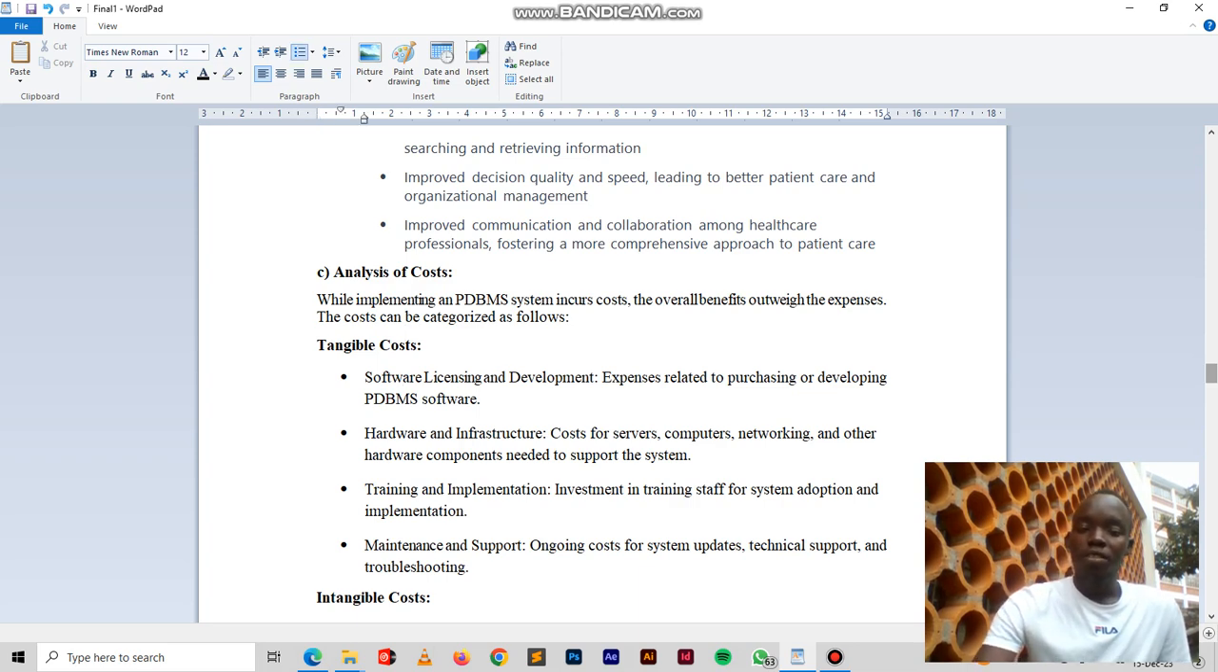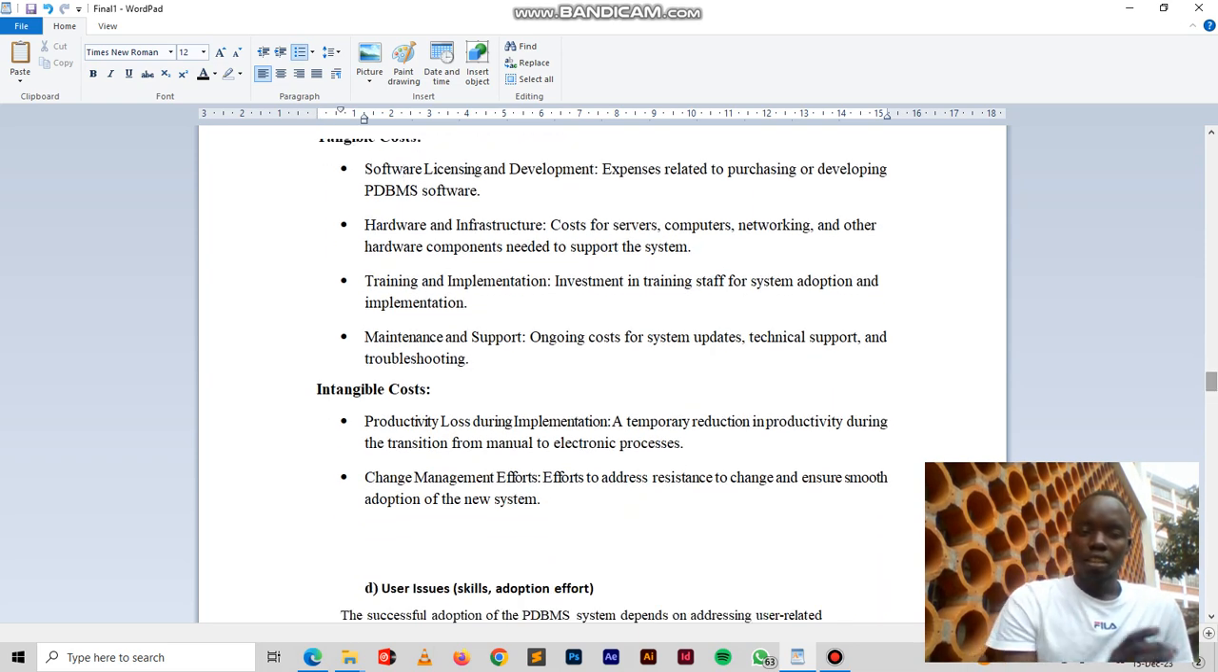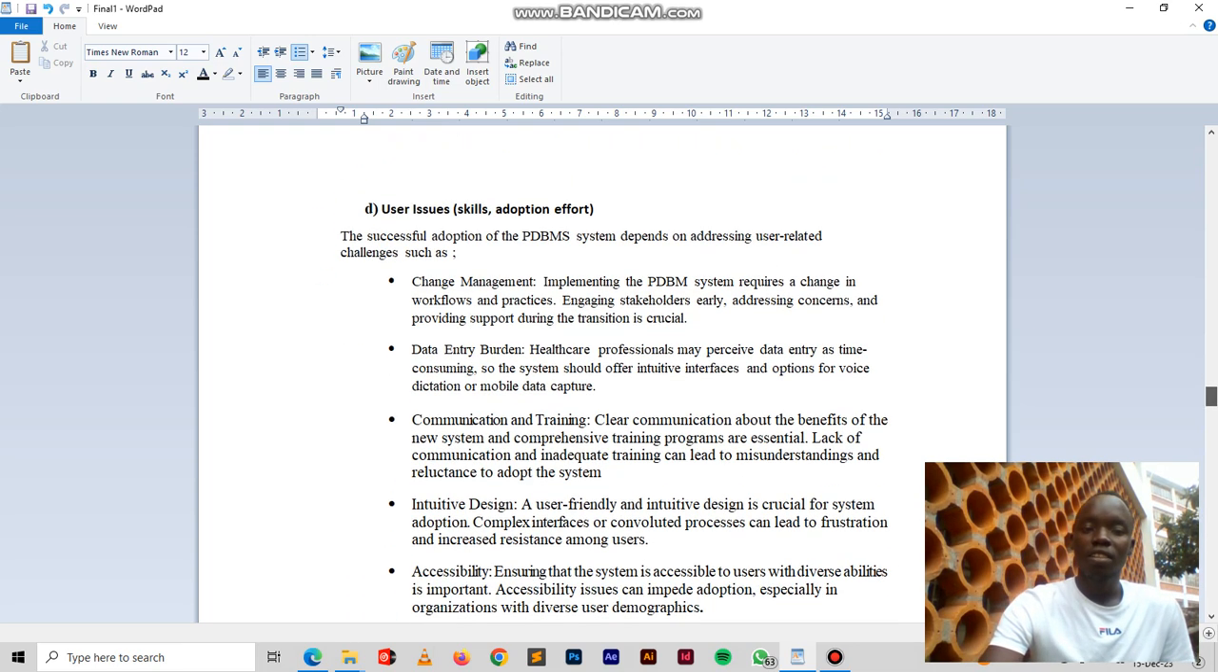Intangible costs. This will be like productivity loss during implementation, and change management efforts to address resistance to change and ensure smooth adoption of the system. I have to carry out some surveys and encourage people to use the system, and there are some expenses that I will incur there.